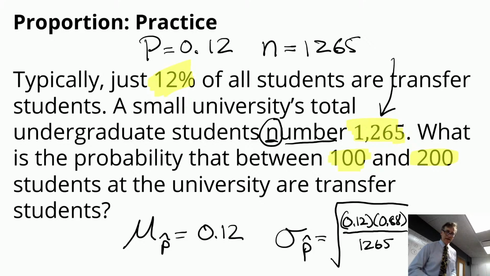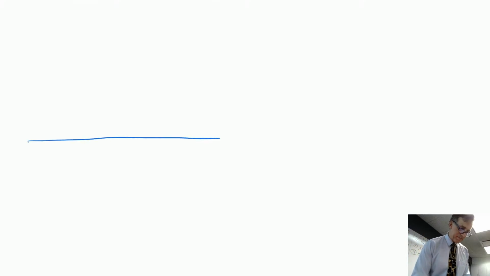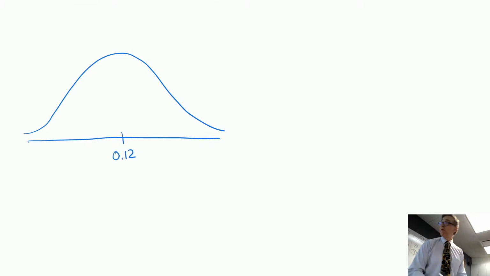Now let's go ahead and take a look at what this picture is going to look like. Notice that I want to know between 100 and 200. And so what I'm going to need to do is draw my picture kind of like this. Getting really bad at this. So 0.12 is in the middle.